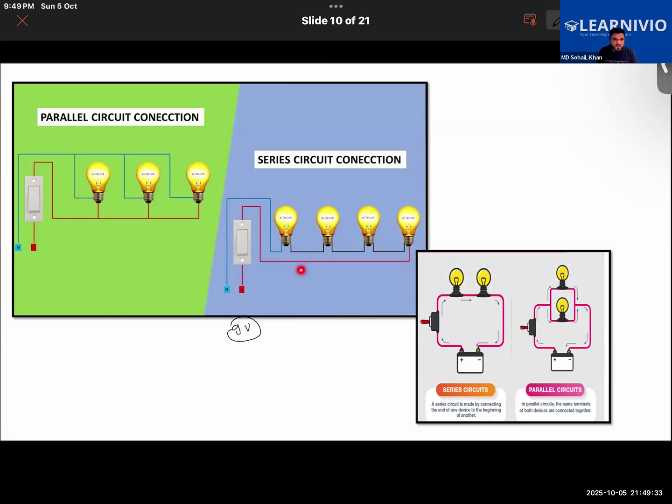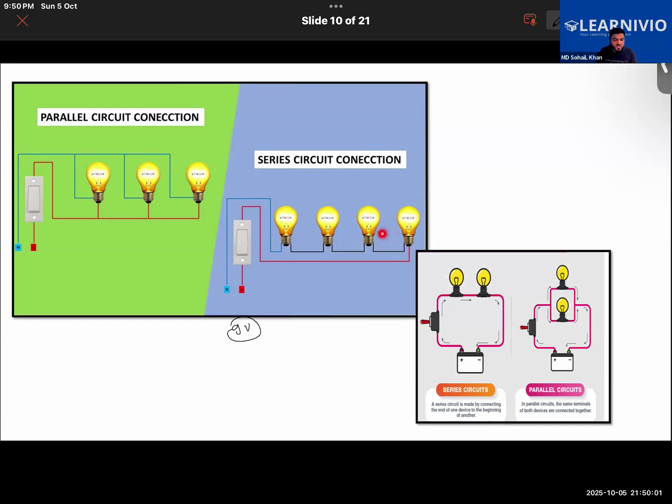Voltage is being shared among all these bulbs, but it is not being shared equally. That will be only for series. That way, it will be different in all the bulbs. But in parallel, it will be exactly the same voltage. So in series, the last bulb will be glowing dim.